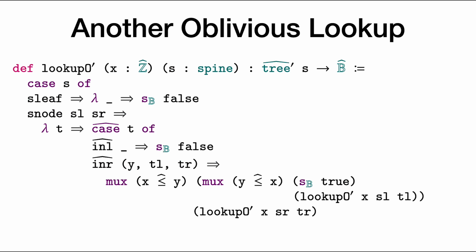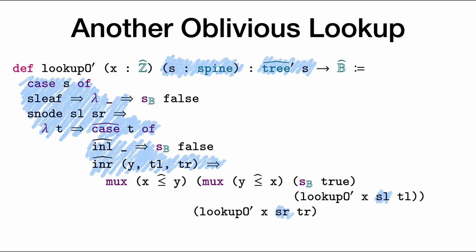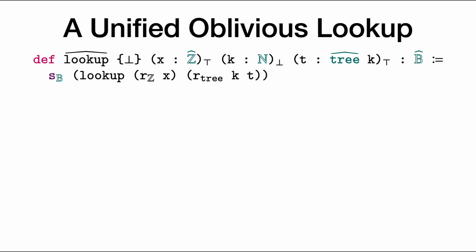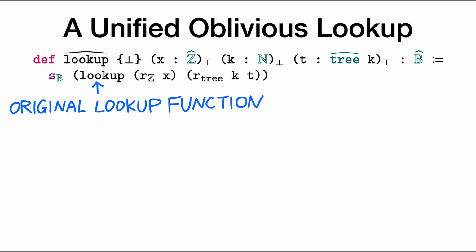What's worse is that if you use a different public view, now you have to write another lookup function and deal with different boilerplate, even though the high-level program logic is the same. But with our approach, you can simply lift the lookup function to the oblivious version by composing it with what we call section and retraction functions.